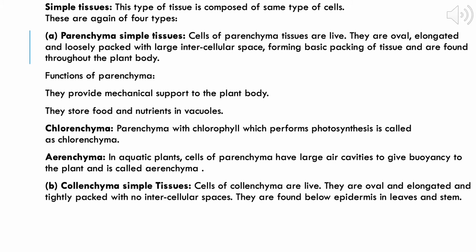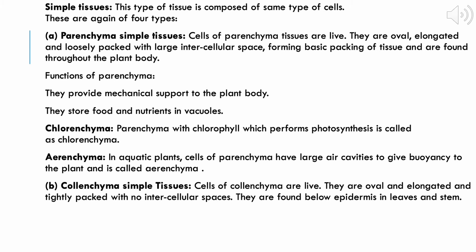Sometimes it is not actually of two types, but sometimes this parenchyma has chlorophyll in it, and the parenchyma which has chlorophyll and which can do the process of photosynthesis is called chlorenchyma, and it is present in leaves, and its main function is to do the photosynthesis.